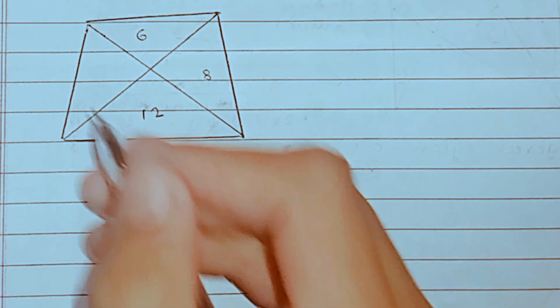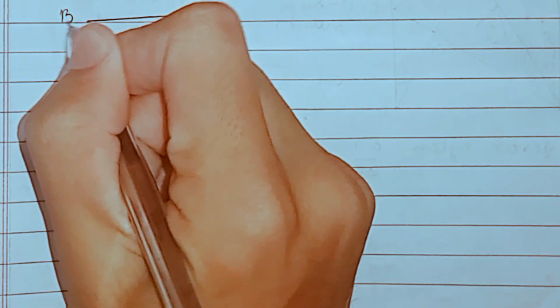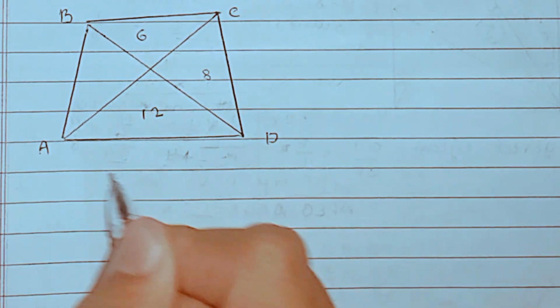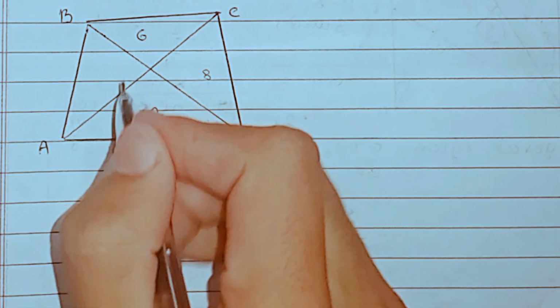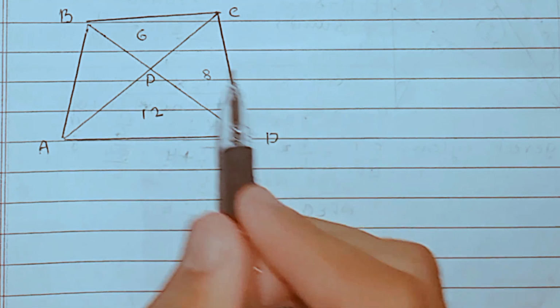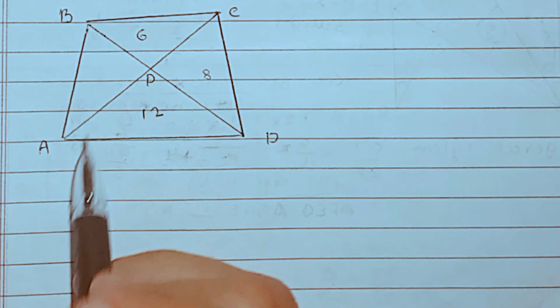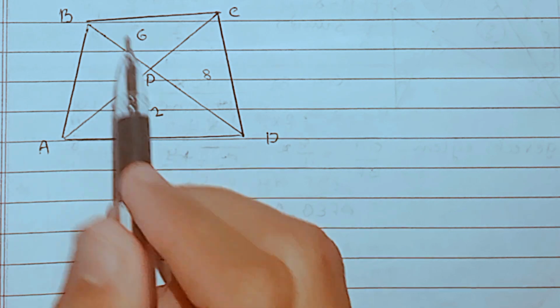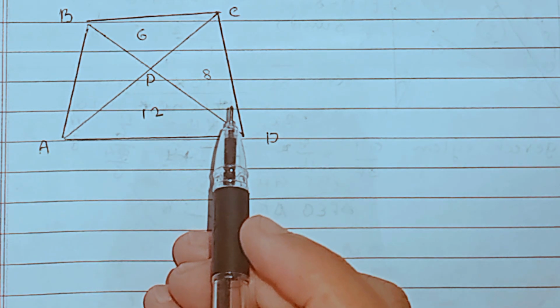Today we have a quadrilateral with sides A, B, C and D. It is joined by diagonals AC and BD. Let's assume the central point to be P, with the area of BPC being 6, CPD being 8, APD being 12, and ABP not given. We have to find the total area of this quadrilateral ABCD. So pause the video and try for yourself in 3, 2, 1.